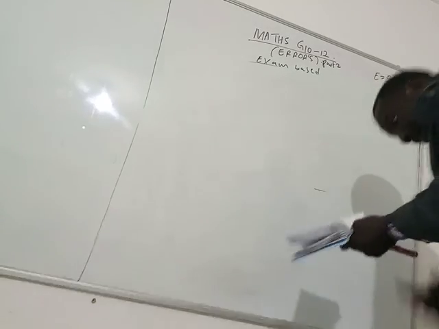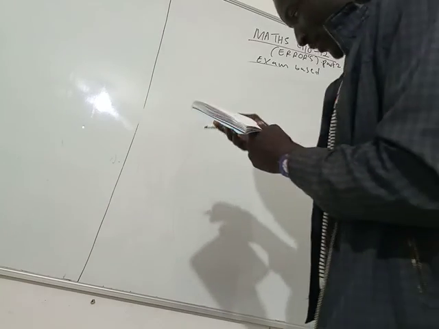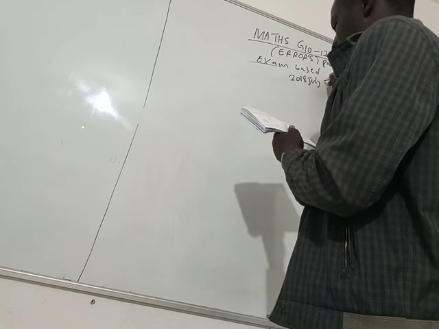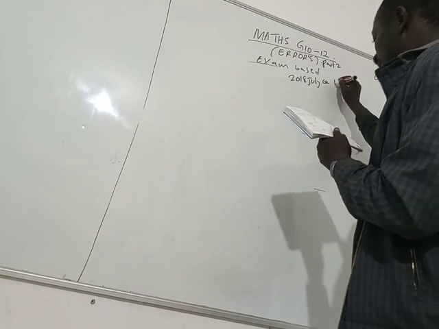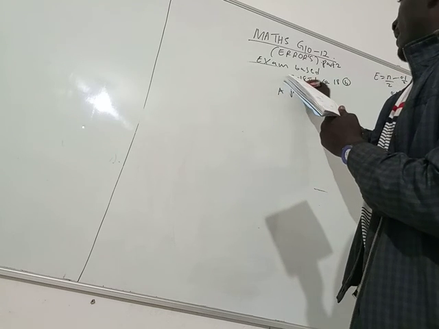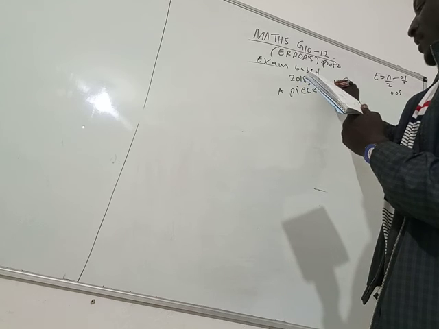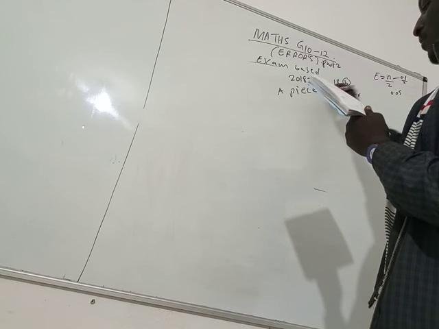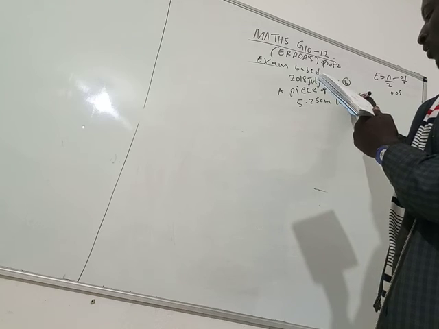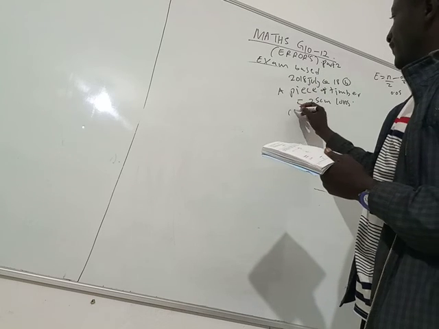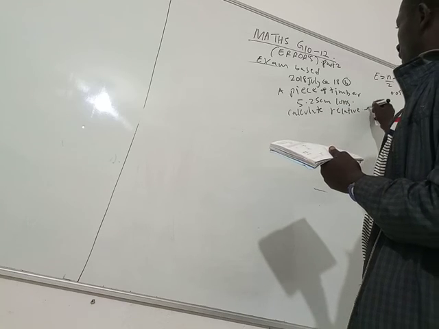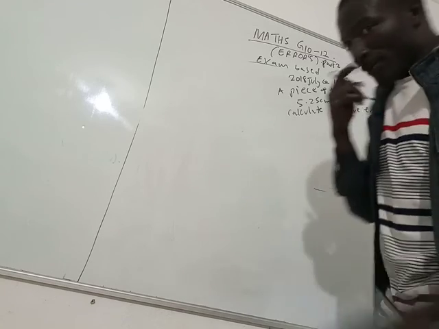So these are exam-based videos. Watch part 1 where we explain. So 2018 July, question 18b. They said a piece of timber was measured to be 5.25 centimeters long. So they said calculate the relative error.